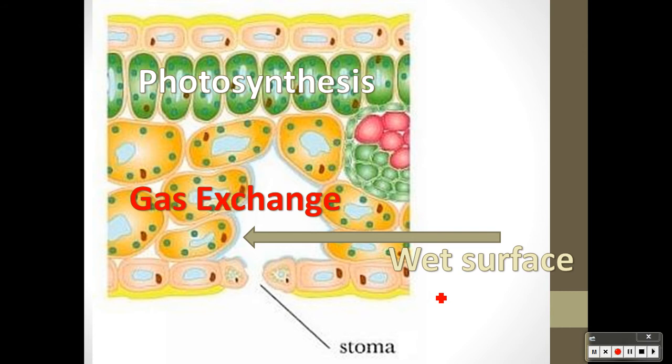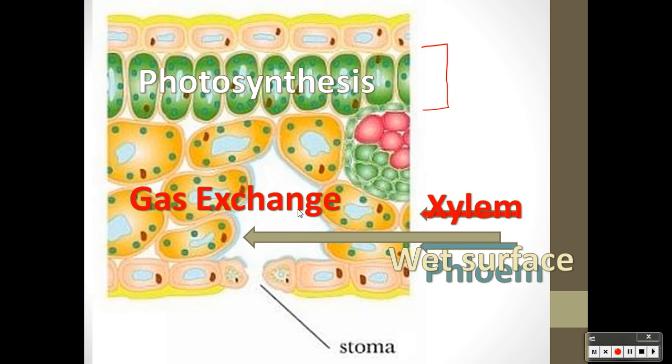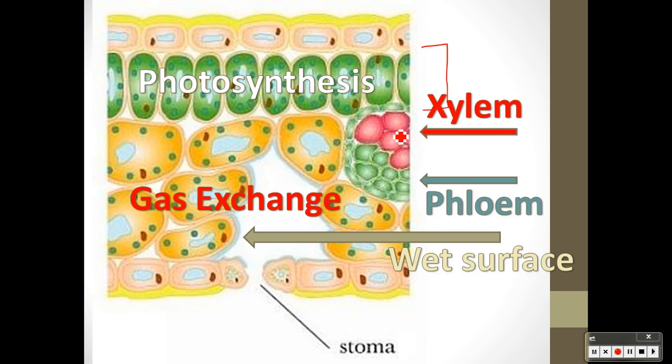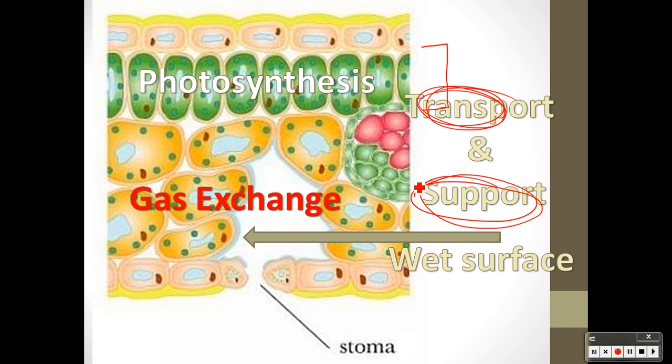cells. Okay, so I kind of tell you what the layers do here. The palisade layer does the photosynthesis, or performs most of the photosynthesis. The spongy mesophyll is nice and wet. That's where most of the gas exchange takes place. And then you have a vascular bundle of xylem and phloem. Please take note: xylem is on the top, phloem is on the bottom. They love to ask that. Okay, and their job is to transport and support.